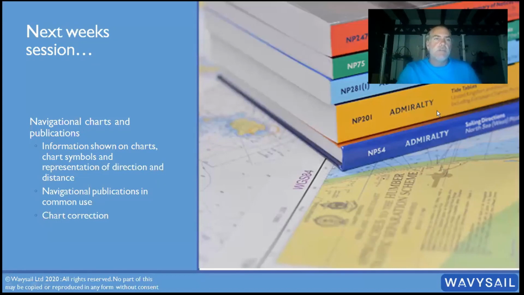Next week, we'll go through a bit more detail of charts and the publications attached to them, information shown on the charts, chart symbols, representation of direction and distance, navigational publications in common use, and chart correction. So basically, some of these books you're looking at here.